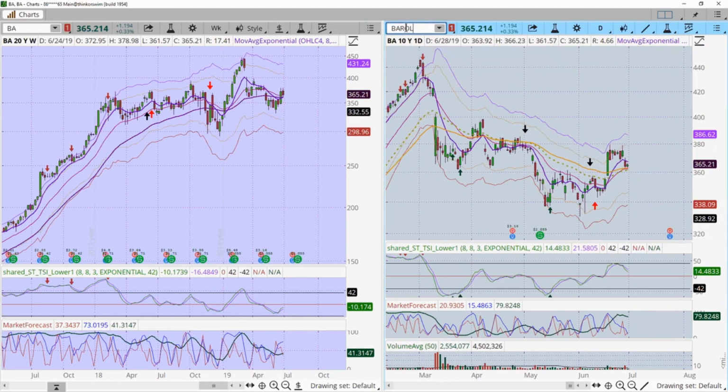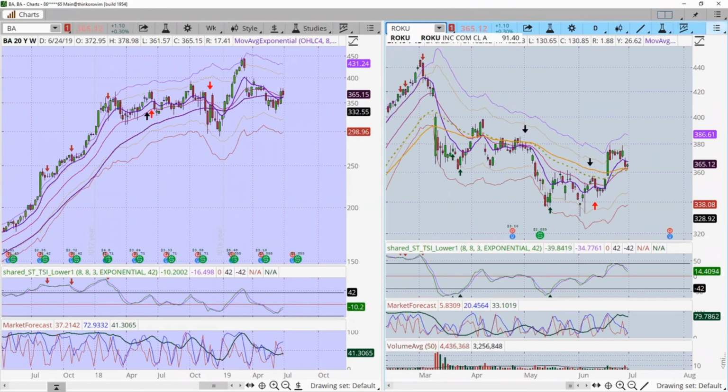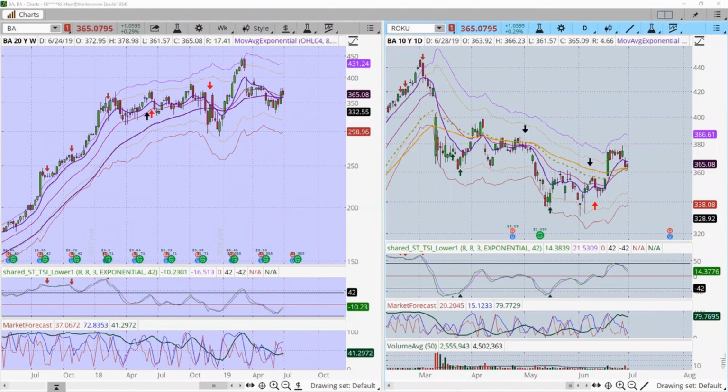And then Roku. Some of you may have been trading Roku to the upside. What has Roku done for you lately? Are any of you using Roku for entertainment purposes? It's like a TV channel, right? Or a TV app.